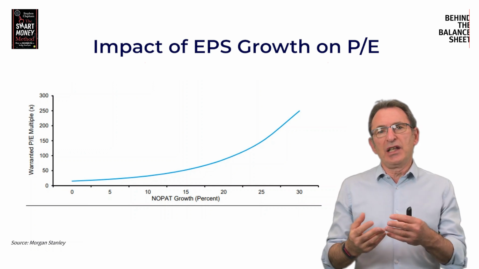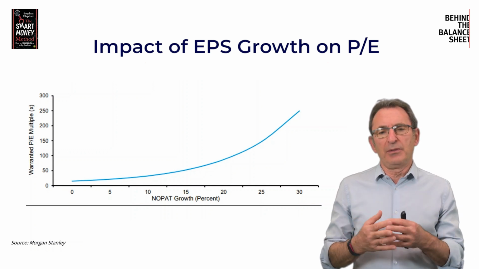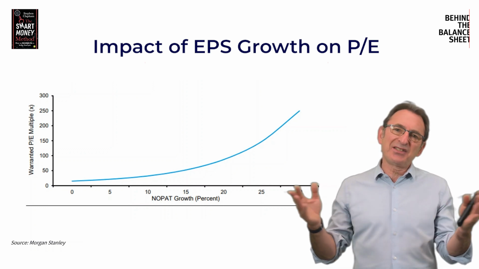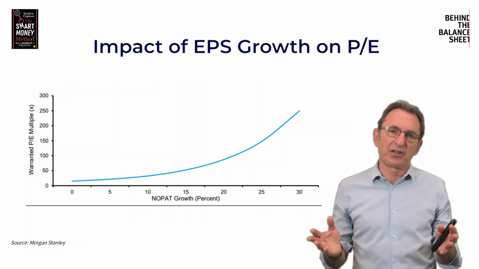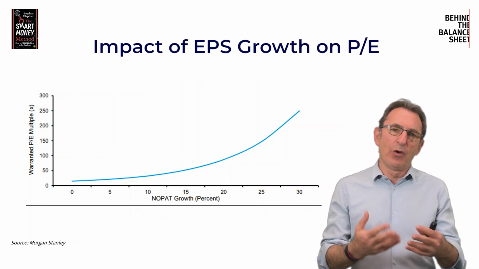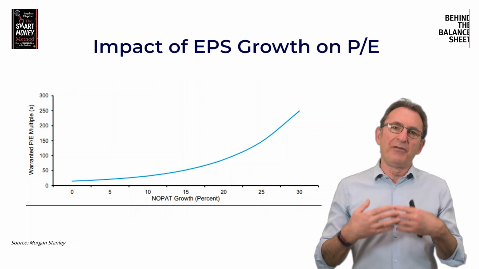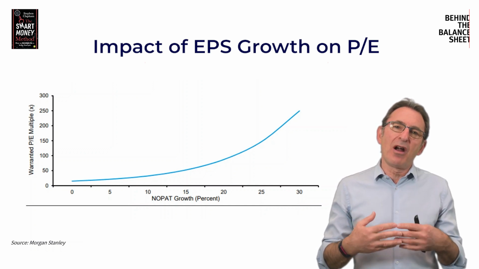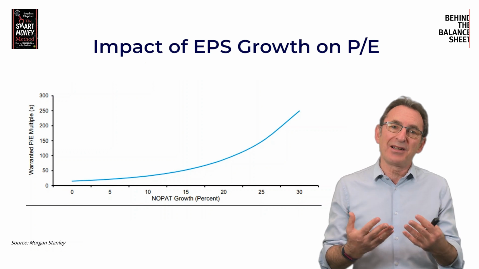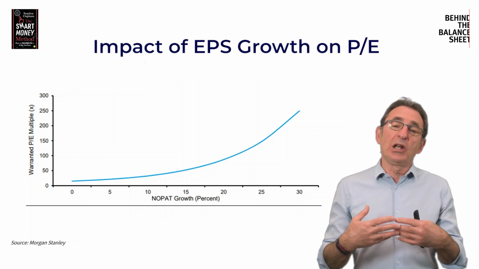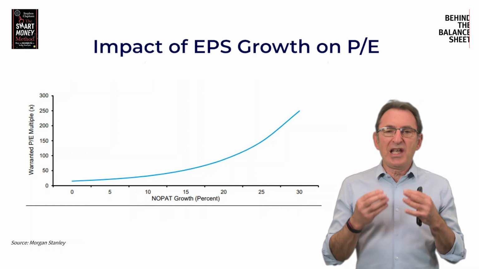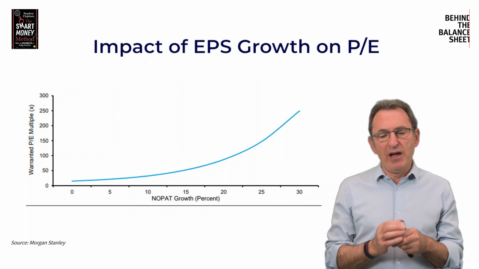The reason for using NOPAT, and it's very popular with academics, is it takes out distortions from the company's capital structure. Obviously, we've got very low interest rates today, so if you've got a lot of debt, you can make your earnings growth look a lot better, and you can make your PE multiple look a lot lower. So using NOPAT is a better way of looking at that.